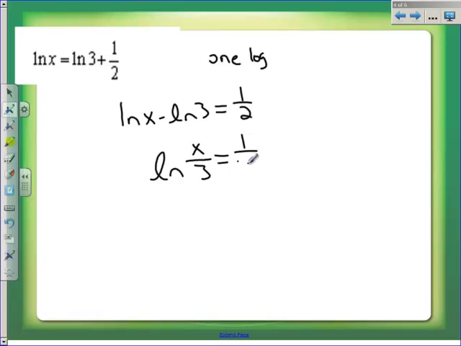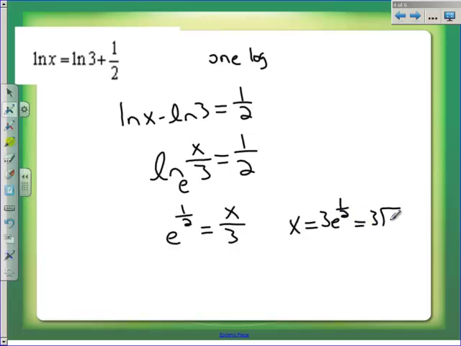So anyway, bring it over here. I've condensed this logarithm into the natural log of x divided by 3. Now I'm going to convert this into an exponential equation. Remember, the base for natural log is e. So we're going to convert this into e to the 1/2 equals x over 3, and I'm trying to solve for x. So I'm going to multiply both sides by 3. So I get 3e to the 1/2 power, which is the same thing as 3 square roots of e.